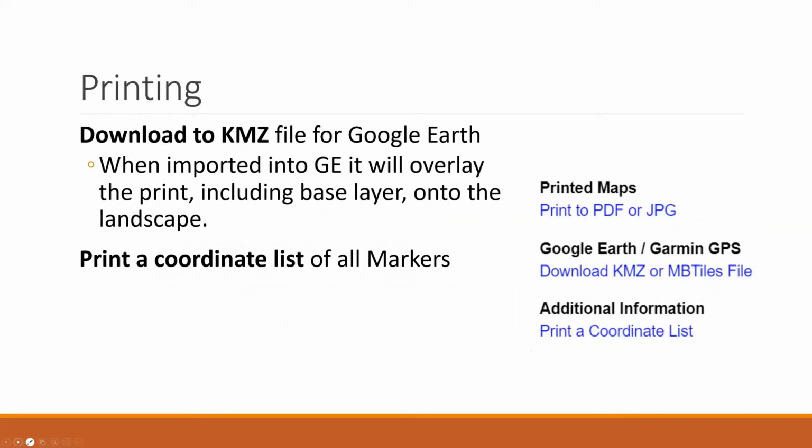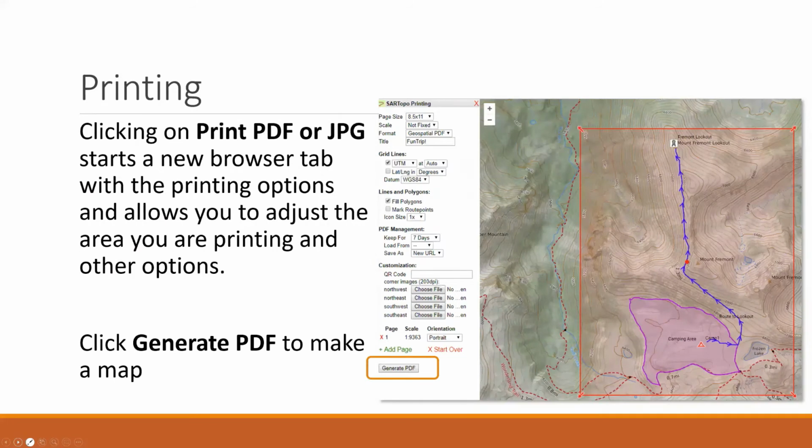There's one more option, which is kind of nice at times. One of the options is to print a coordinate list. And it'll print every single point you've got on it, all the different coordinates in lat long, in UTM, in US National Grid. So that can be helpful sometimes.